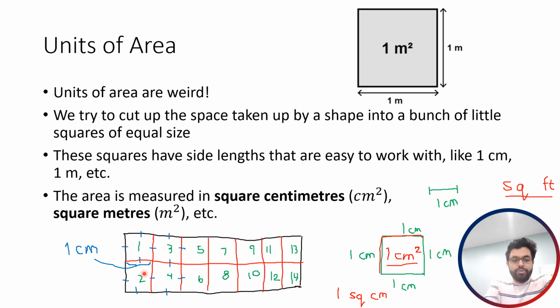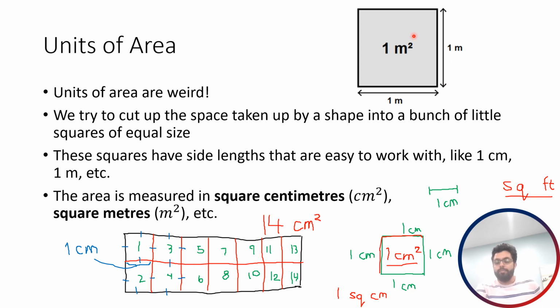So if each square has an area of 1 square centimeter, and there's 14 of them, then the area of our whole big rectangle is 14 square centimeters, which again we write as cm with a little 2. So that's 14 square centimeters, and that's the area of this rectangle.